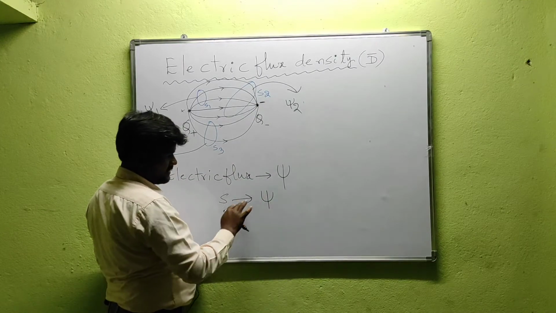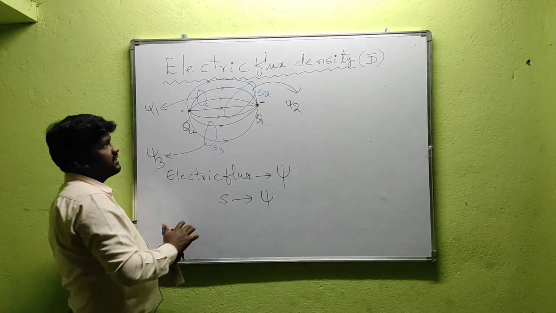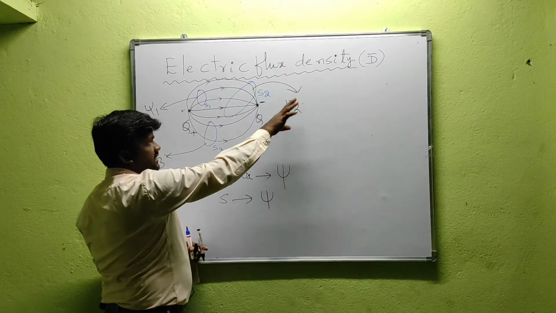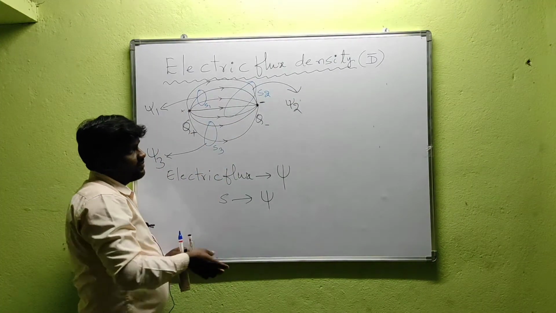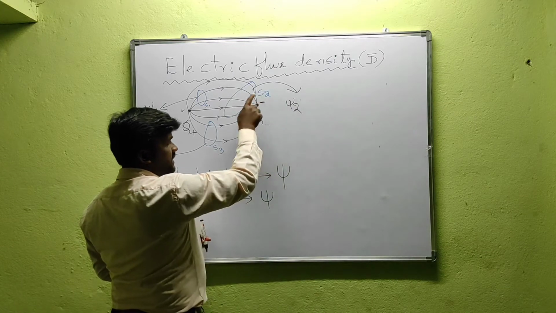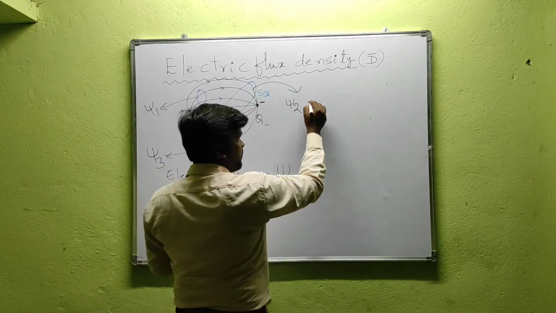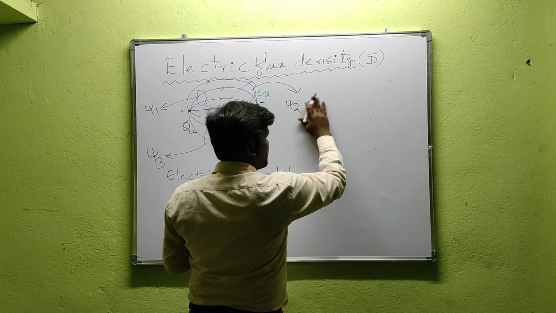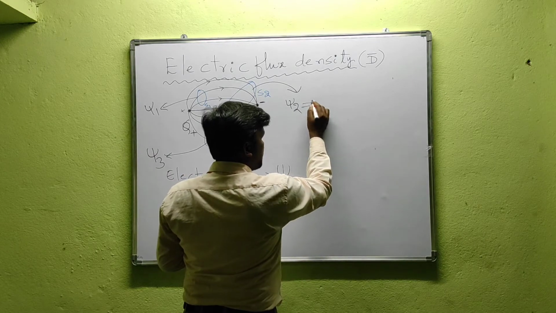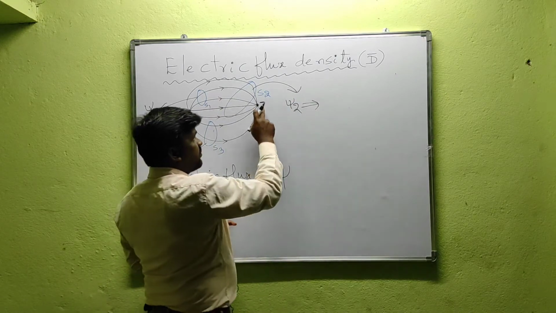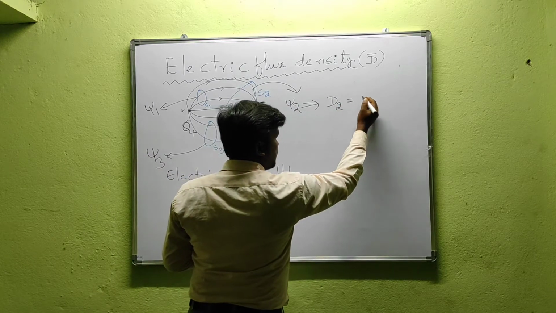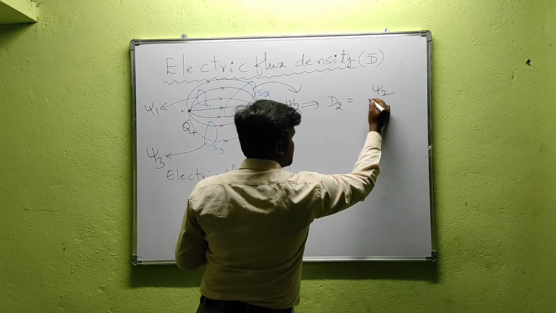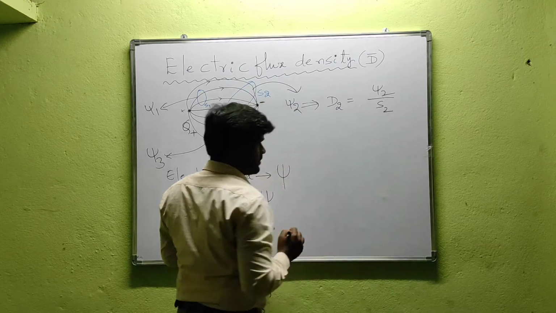Like S for S, psi. This psi 2 is the flux crossing this surface area S2. So if I want to measure the flux density for this surface area S2, flux density is defined as what? Flux density is represented by D. For S2, flux density is denoted as D2, that is nothing but psi 2 by S2.